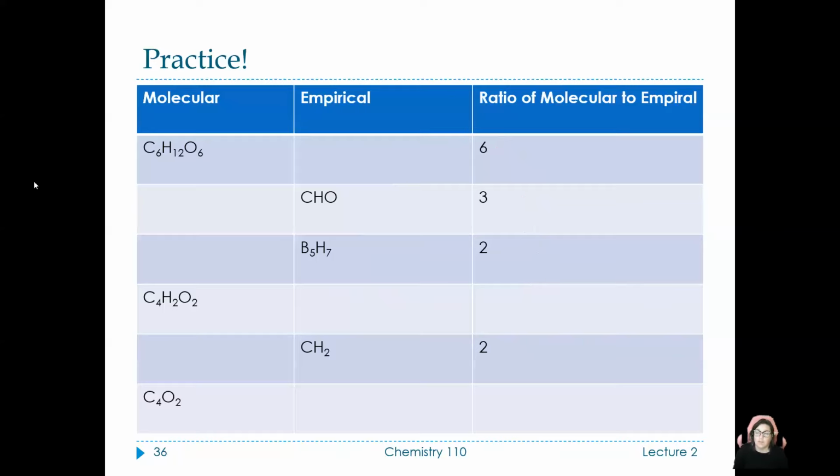All right, in this particular slide, we want to know what's the empirical formula and what's the ratio, what's that number that we need to multiply by to get to it. So C6H12O6, our empirical formula was CH2O, and we multiply that by 6 to get there. Or CHO, if that's our empirical formula, then we multiply by 3 to get our molecular formula. That's C3H3O3.